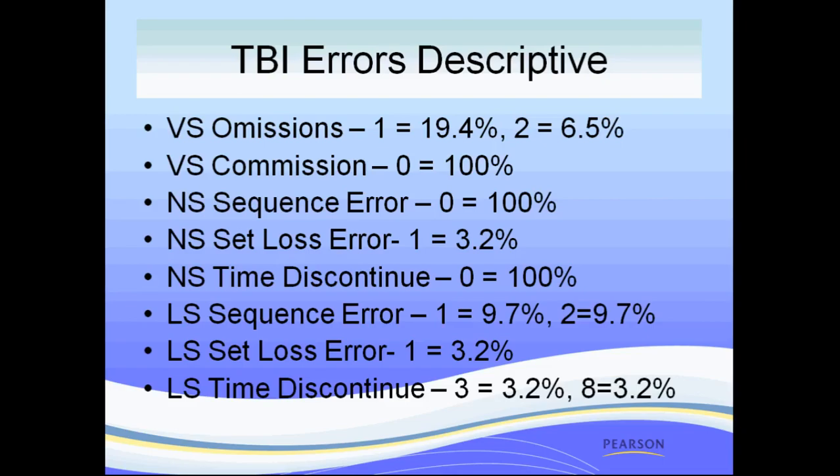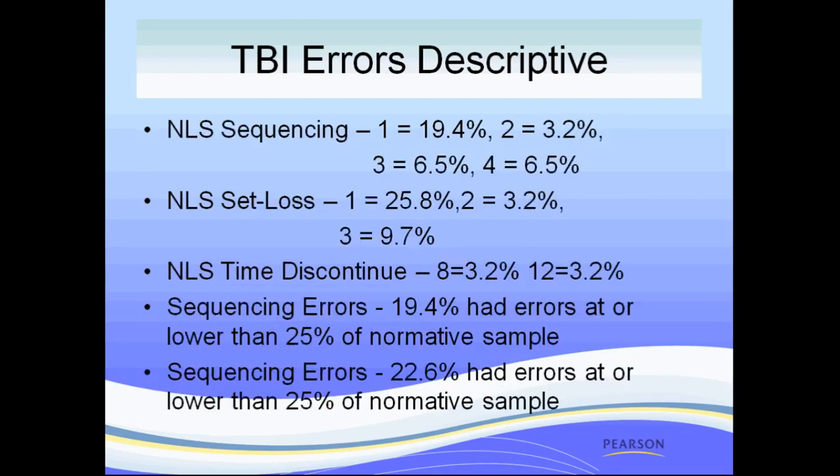You don't see a lot of errors, and I'm going to go through this quickly because we're running out of time really fast, and I apologize for that. But you see they don't make a lot of errors on the easy tests, but when you get to the sequencing tasks, a lot of them make mistakes: 1 error, 2 errors, 3 errors, 4 errors on sequencing errors, or set loss errors, which is they don't switch. There's a pretty high rate of switching errors.